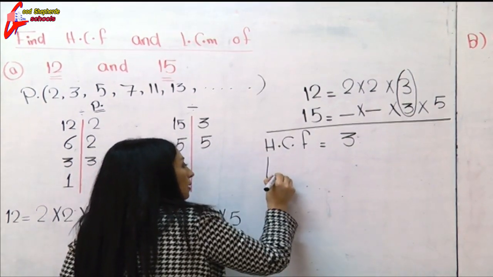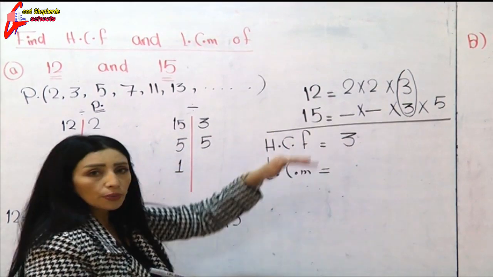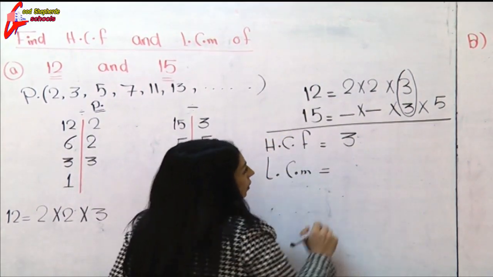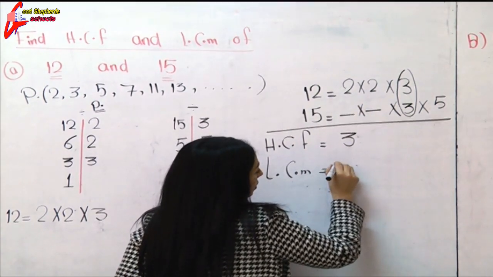Lowest common multiple, LCM. Take all numbers, drop all the numbers you have up. Repeated and not repeated: repeated, take one; not repeated, take it.